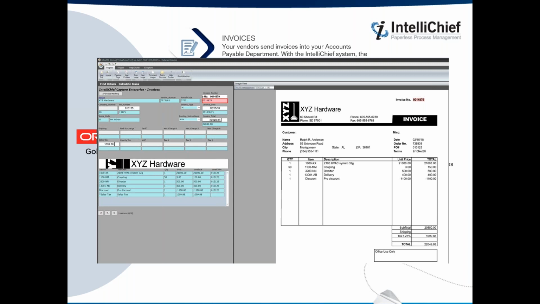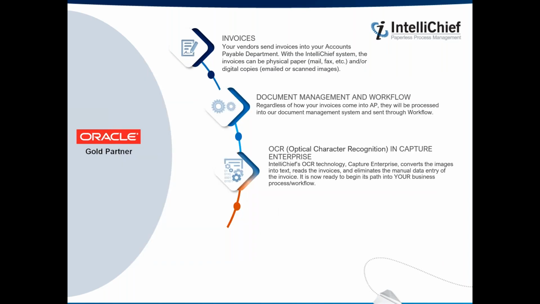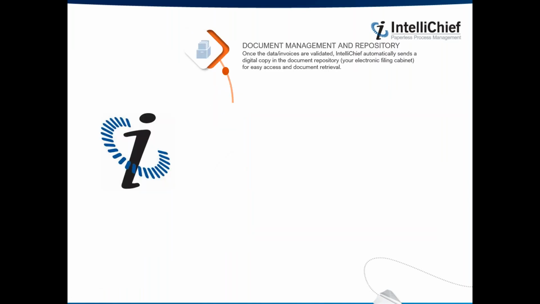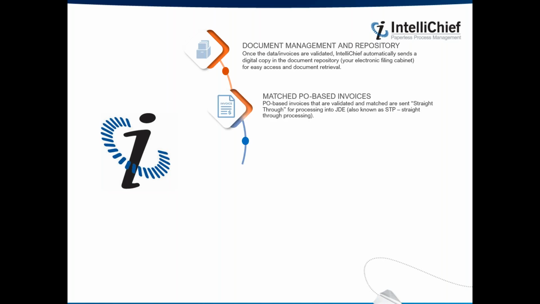If there's no issue, then they should be able to go straight through, which is what we talked about a little while ago. So OCR is going to extract that data off the invoice. Workflow rules are going to be in place for the validation, and the invoices will continue through the process. All of that data will update the document repository so that the invoice is filed away now based on information.